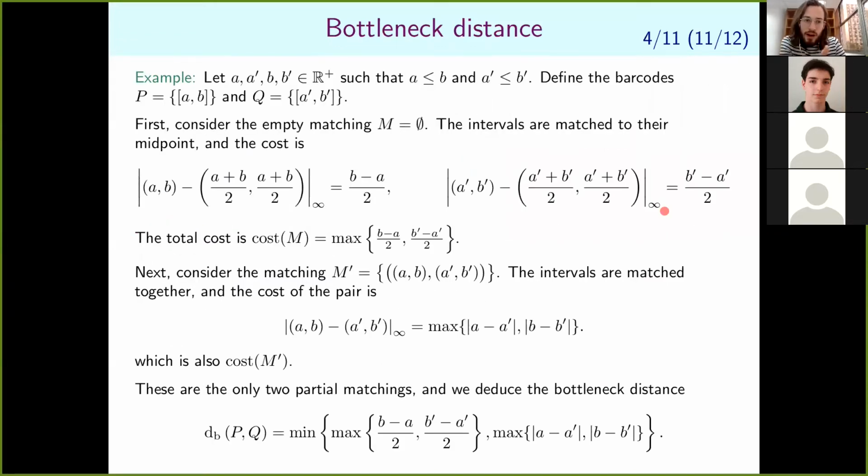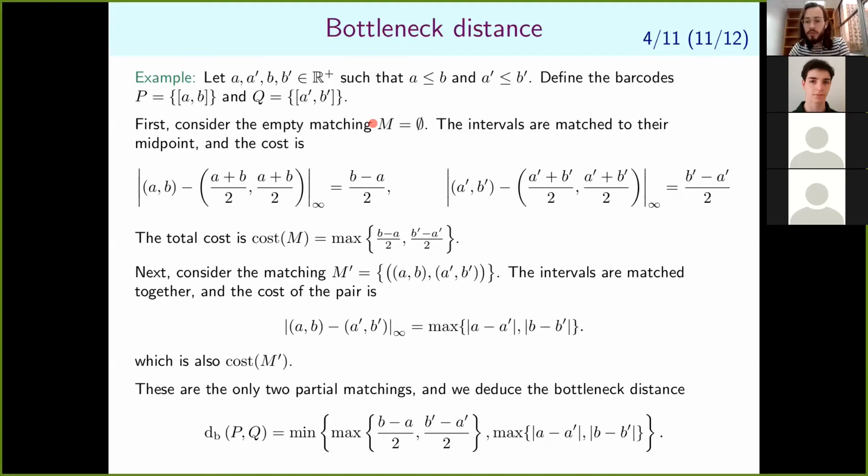So I would like here to study an example, a very simple one. What is the bottleneck distance between the barcodes P and Q that only contain one interval each? P will be the barcode that contains the interval AB, and Q the interval A', B'. So I have only one bar per barcode. So there exist only two matchings. Either the empty matching, where I do not match the bars, or the non-empty matching, where I match the two bars, right?